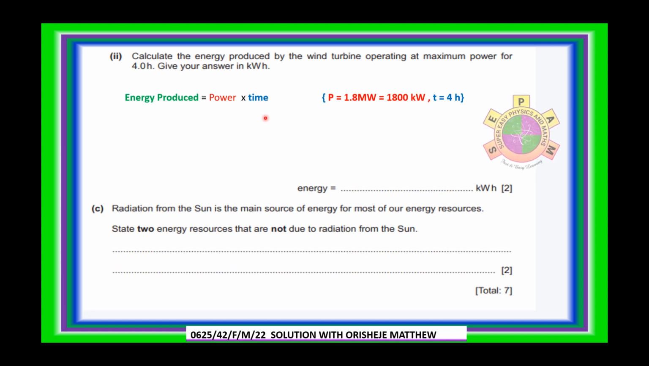Radiation from the sun is the main source of energy from most of our energy sources. State 2 energy sources that are not due to radiation from the sun. We have about 3 of them. You have tidal energy, that is from the flow of water. Then we have geothermal, from hot rock. Then nuclear, from atomic particle. So none of these have to do with the sun. So we have the total mark here for this question, 7 mark. Let's go to the next question.